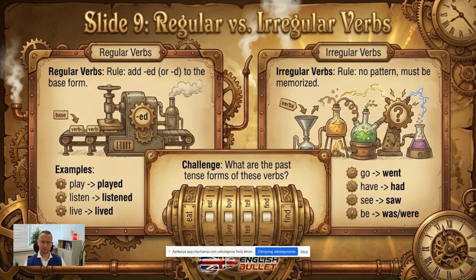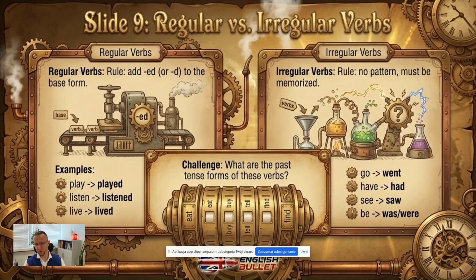And then we have regular versus irregular verbs. As we know, there are regular verbs which are easy to understand and remember when we add ed or d to the base form, like play, played, listen, listened, leave, left. And that's as simple as it is. But we also have irregular verbs. As we know, the only way to know those is to memorize, to learn them by heart. You have a list and you read and you memorize and you repeat, and then you try to use it so as not to forget. There is no pattern, it just has to be memorized.